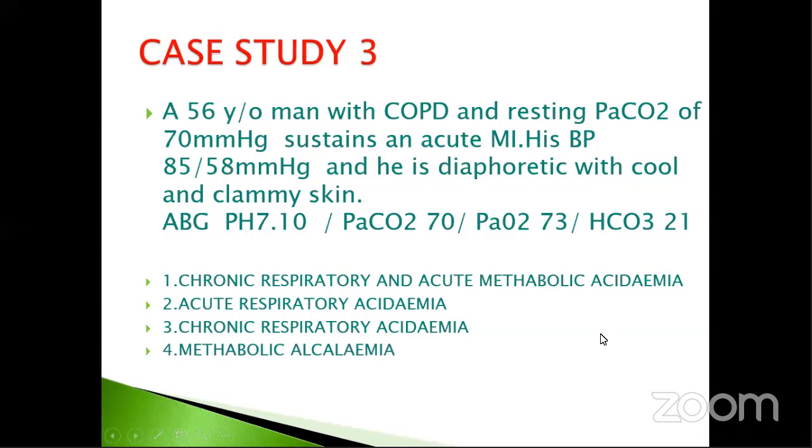Okay. So there are mixed answers, 2 and 3, 2 and 3. The answer for this question is, as you can see, the patient has pH 7.1, so this is acidemia, PaCO2 70. Yes, this is acidemia, but as I mentioned previously, the acidemia is chronic, as the patient has a history of COPD. PaO2 of 73 and bicarb is 21. So the patient has chronic respiratory and acute metabolic acidemia. We will move to the next.